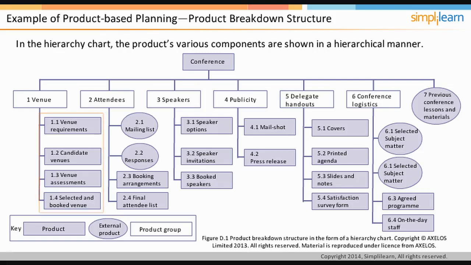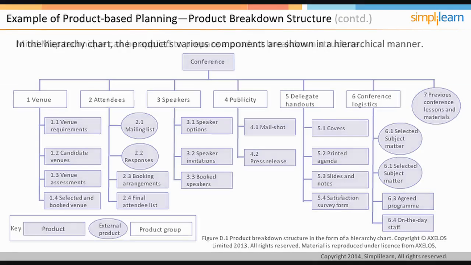have to be determined. As seen in the image on the screen, this structure includes the project's products, external products, and the product group. For example, mailing list is an external product as it will be available for this project by other sources which are outside the boundary of this project. In the next screen, we will discuss the mind map technique to prepare a product breakdown structure.